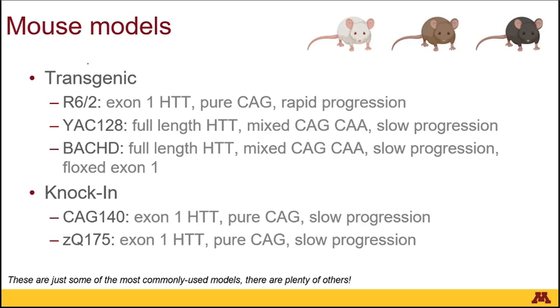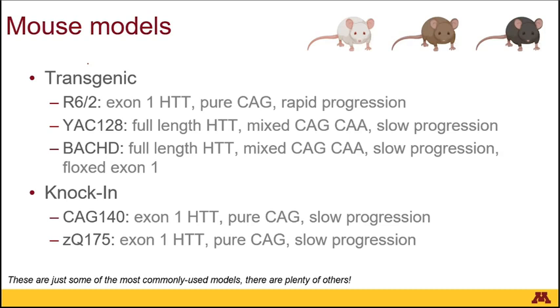You may notice that all of these repeat numbers are extremely high. The first models attempted to use smaller repeat numbers that better reflected patient repeat size, but those mice showed extremely mild behavioral phenotypes, if any at all. So we use these models with higher repeat numbers in order to see phenotypes.